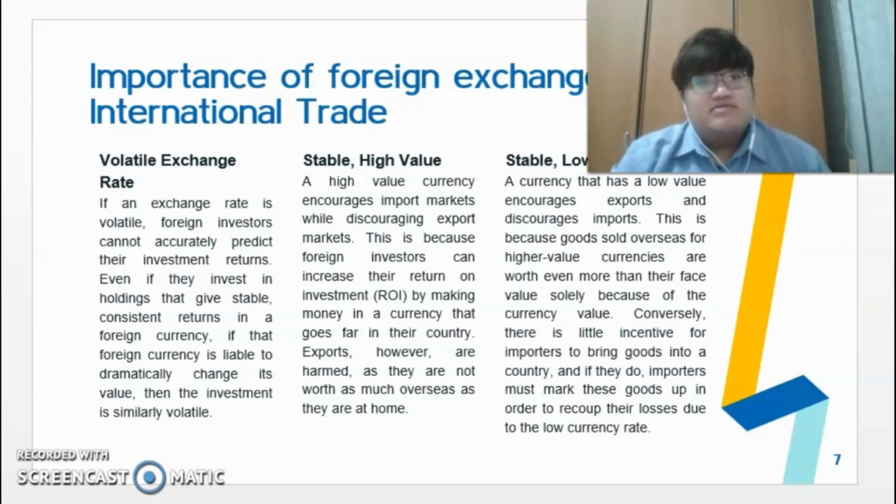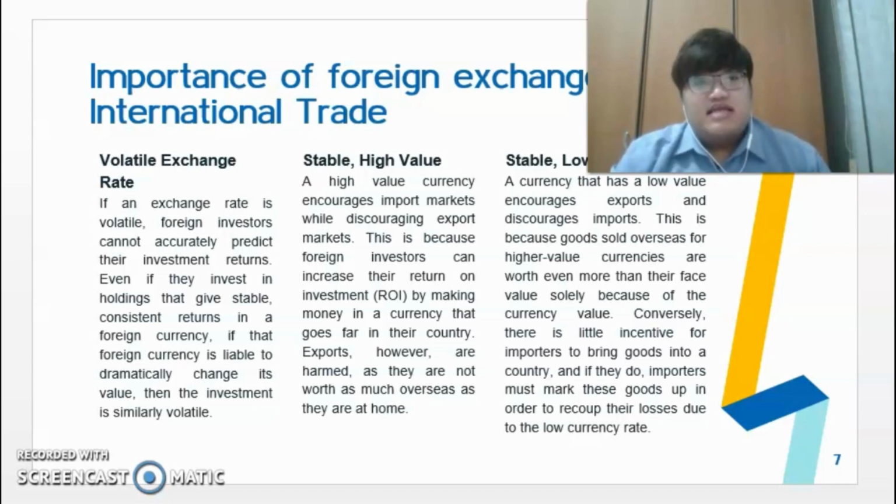The next one is a stable high value. A high value currency encourages the import market while discouraging the export market. This is because foreign investors can increase their return on investment (ROI) by making money in a currency that goes far in their country. Exports, however, are harmed as they are not worth as much overseas as they are at home.